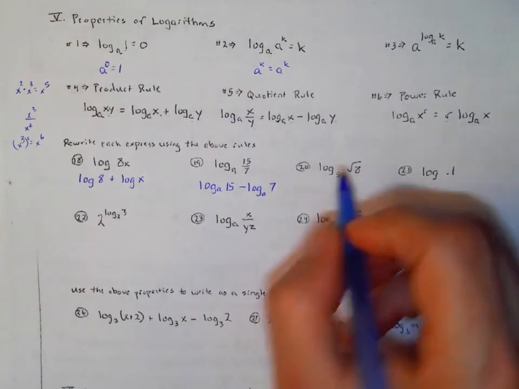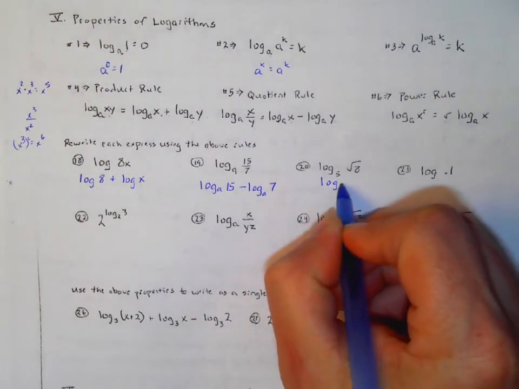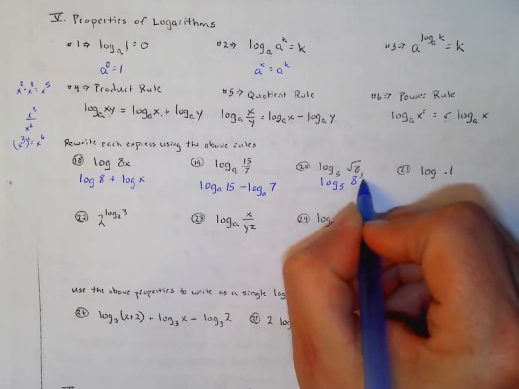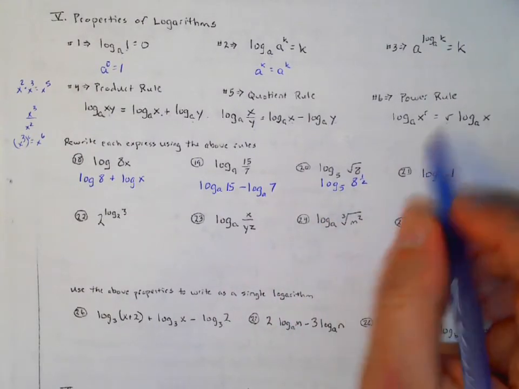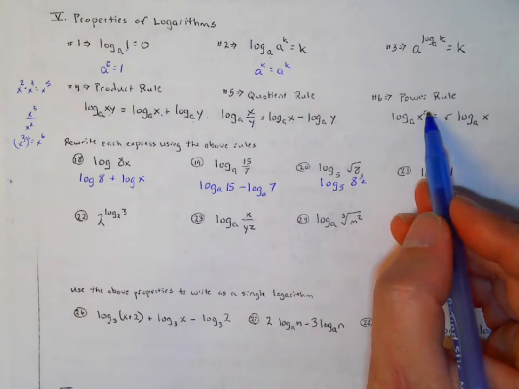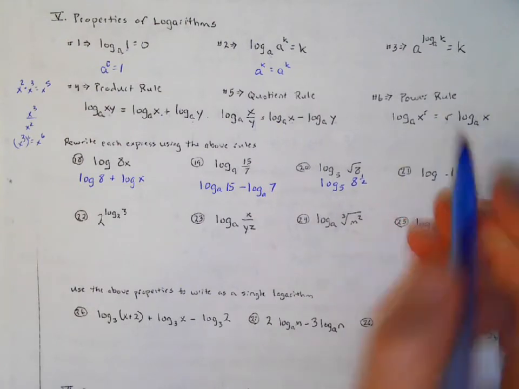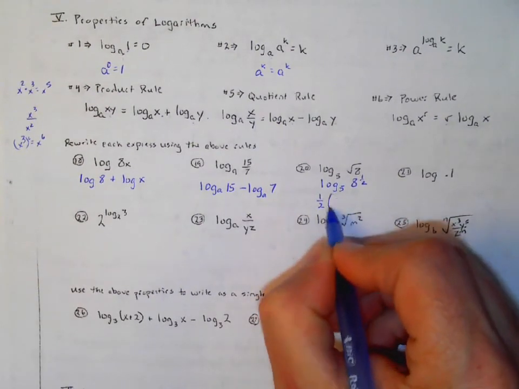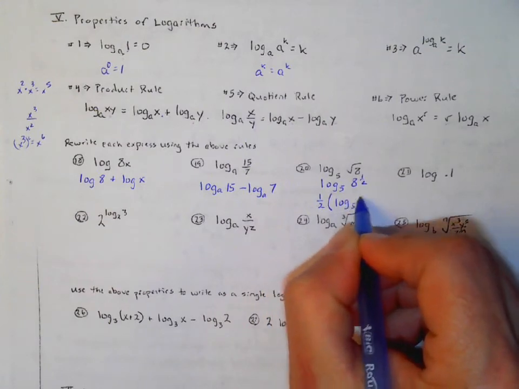Okay, this one here, another way to rewrite this is log base 5 of 8 to the 1/2. And I know, using the power rule, this exponent here makes it a multiply problem. So we can say this is the same as 1/2 of log base 5 of 8.